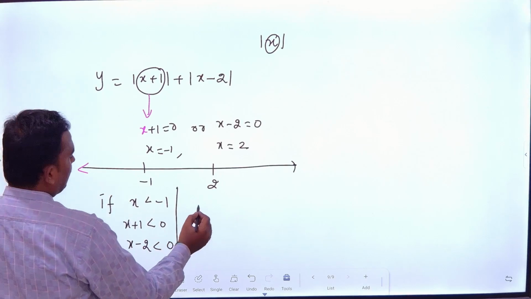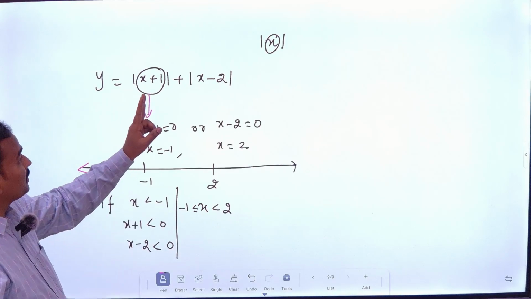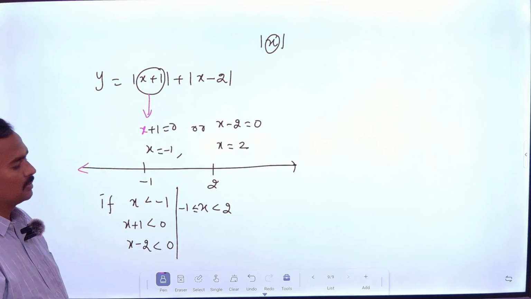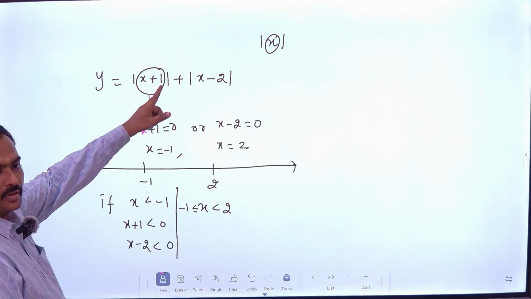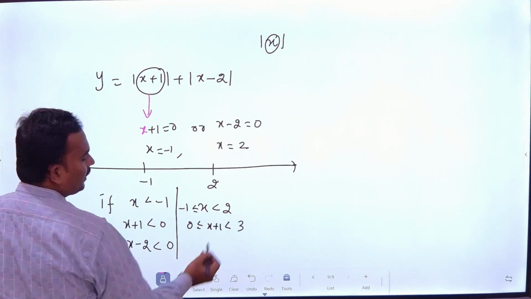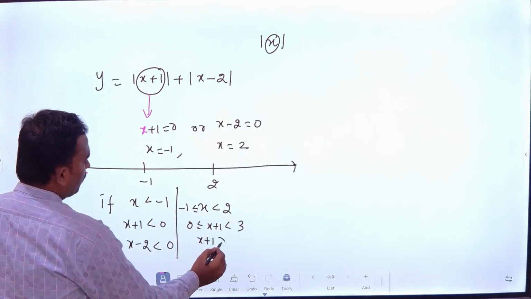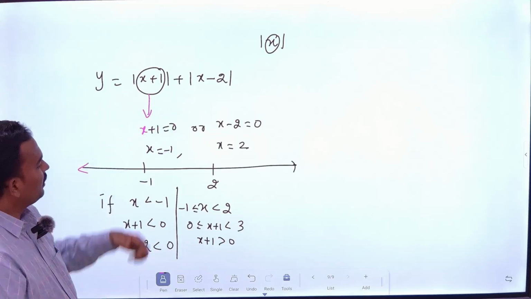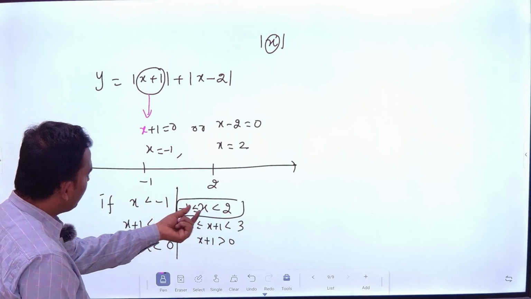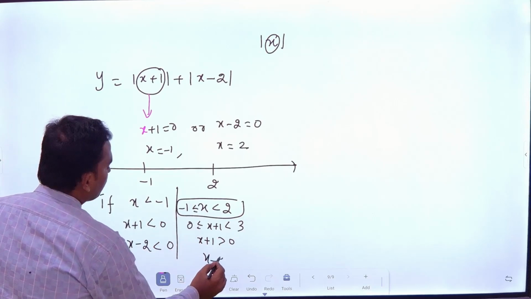Next, take x from minus 1 to 2. You have to check whether x plus 1 is positive or negative, and whether x minus 2 is positive or negative. For x plus 1, add 1 on both sides: 0 less than x plus 1 less than 3. Understood? Definitely x plus 1 is positive. For x minus 2, in this interval add minus 2: minus 3 less than x minus 2 less than 0. Definitely x minus 2 is less than 0.